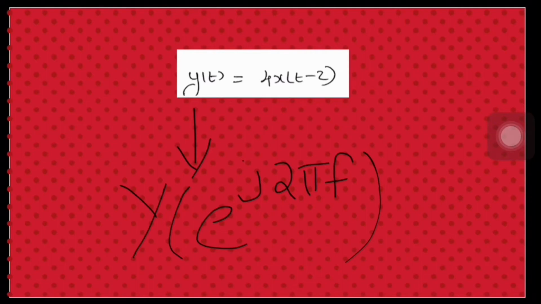But what about this 4 into x of t minus 2? We know the Fourier transform of x of t is X of e raised to j 2 pi f. How can we find the Fourier transform of x of t minus 2? For determining it, we are going to use the time shifting property of the Fourier transform. So now have a look at what the time shifting property is.